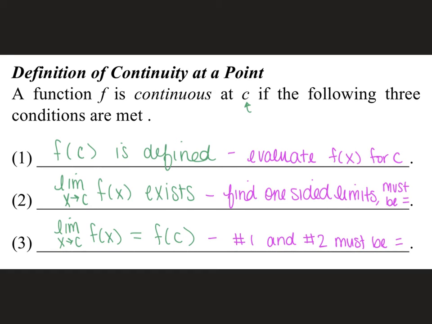Okay, so here we go. Again, we have to make sure our function is defined at that value. So plug in your c for x, solve. The second thing is that the limit must exist as x approaches c. And the third thing is that for it to be continuous, whatever you get from step one and whatever you get from step two must be equal to each other.